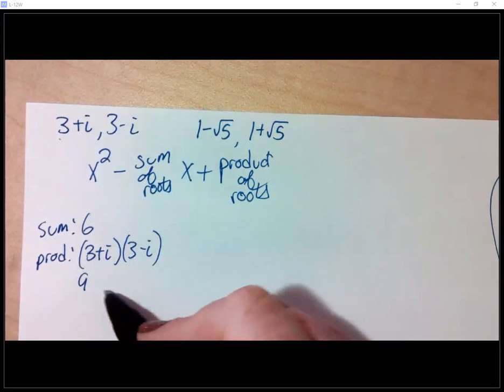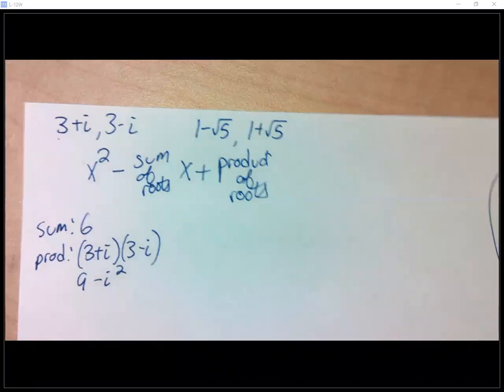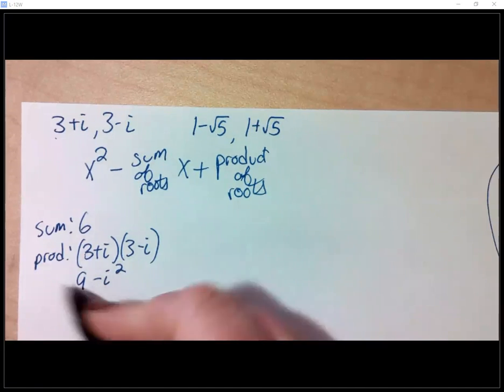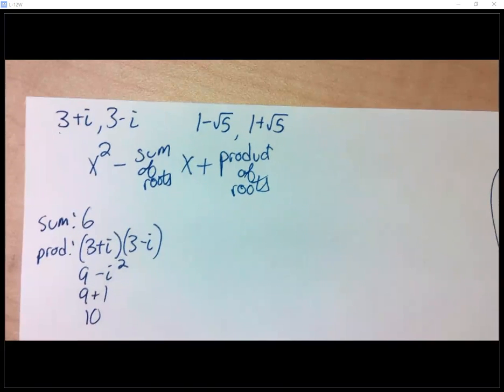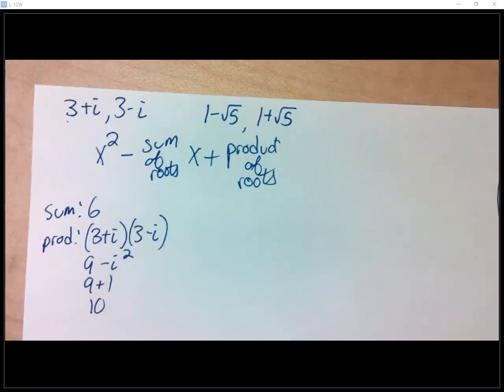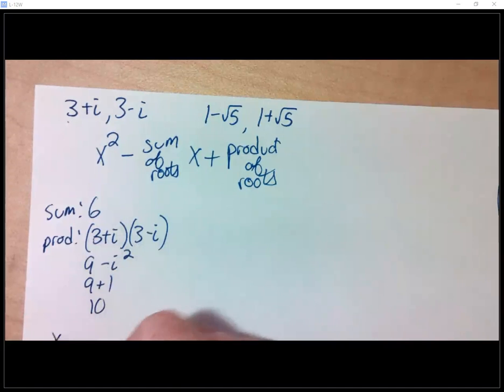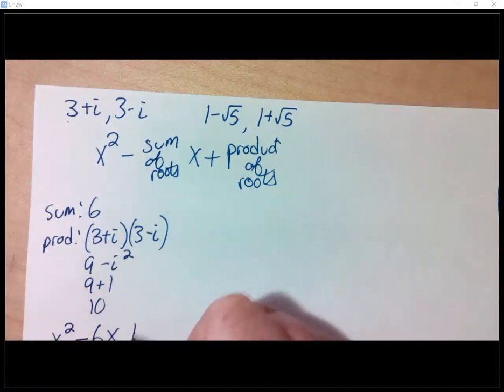And then last here, I'm going to get a minus i squared. What's i squared really? Every time you see i squared, what is it really? Negative 1. So minus negative 1 turns into a plus 1. So the product is actually 10. So these two things come from this quadratic, x squared minus 6x plus 10. So there's the first one.